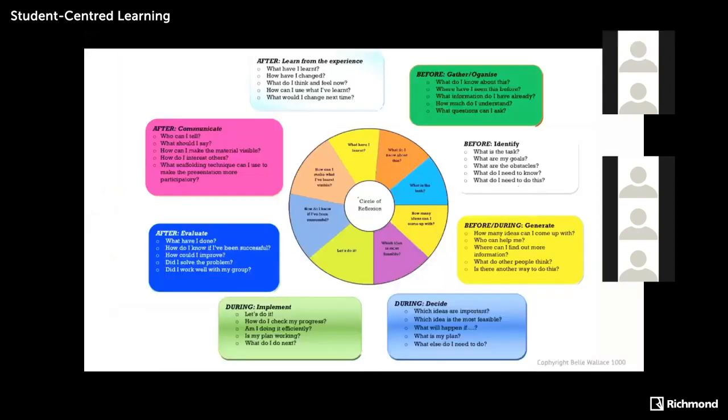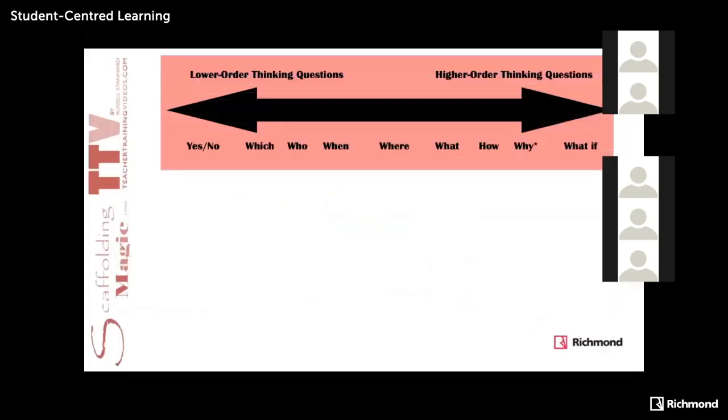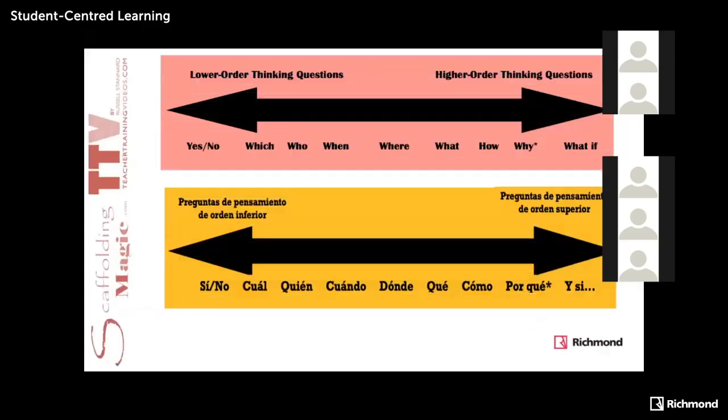This is a really wonderful graphic that I'm also happy to share with you, and you'll get it when your representative sends you these webinars. It's a circle of reflection, and what's wonderful about it is it gives you questions to ask your students before you begin a project or a task, during, and after. So we're going to go over this later, and you'll see how incredibly valuable it really is. What we're going to do now is go back to the lower and higher order thinking questions, and I showed you how valuable they are yesterday.